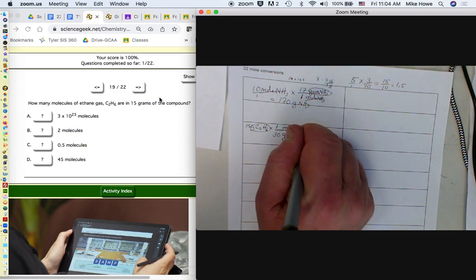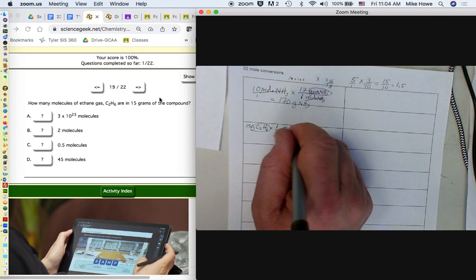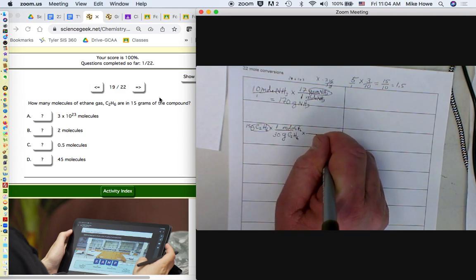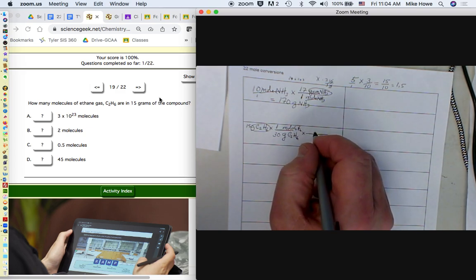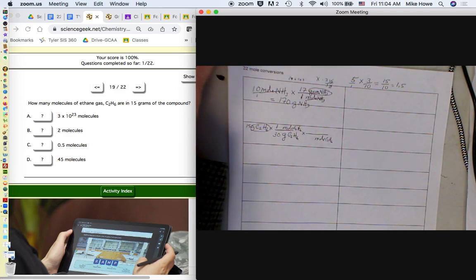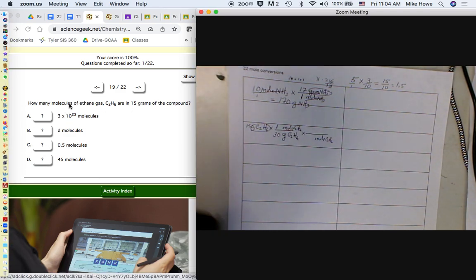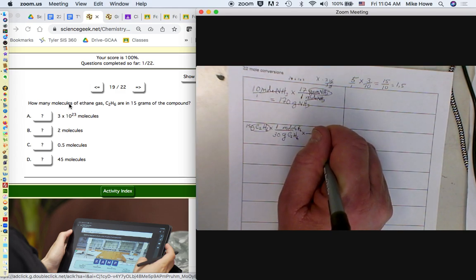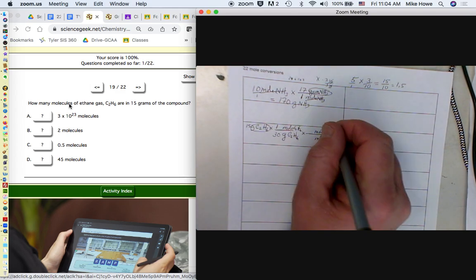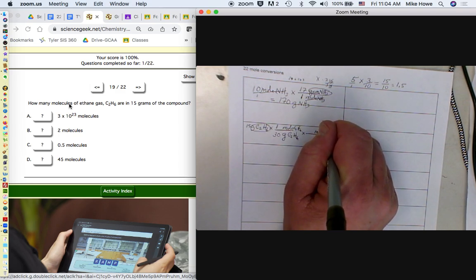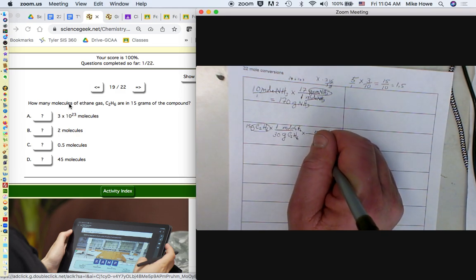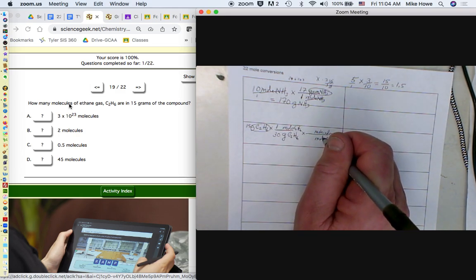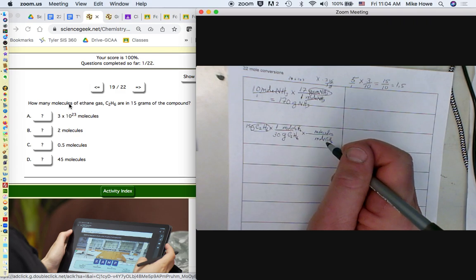Second step. All the words that are here go on the bottom, so that's going to be moles of C2H6. On top, we put what we're looking for. In this case, it's molecules right here. Molecules. So we put molecules on top. So molecules relate to moles in the same way that one egg relates to dozens of eggs. So you have a bunch of molecules to make a mole, you have a bunch of eggs to make a dozen. It's that kind of a relationship.